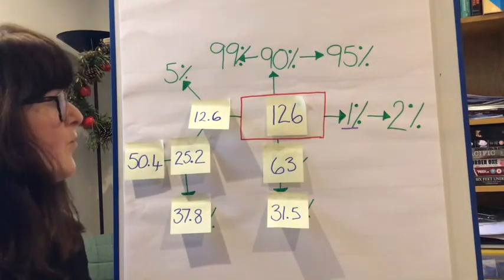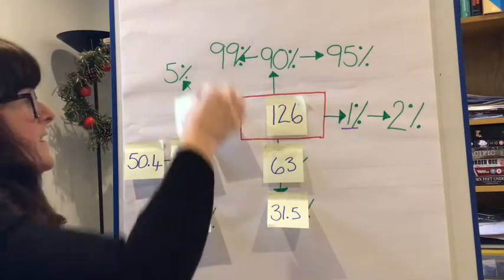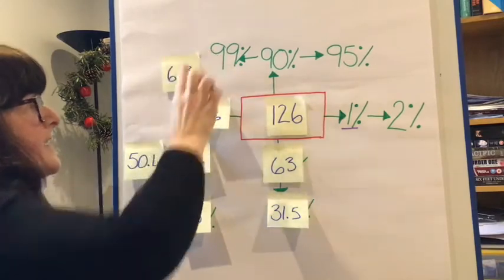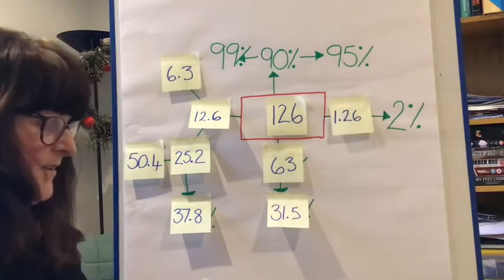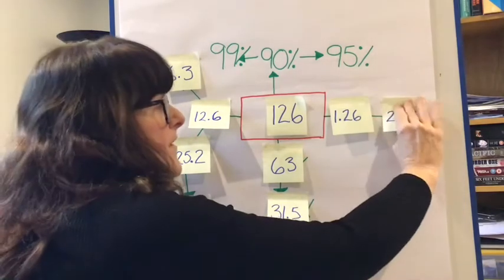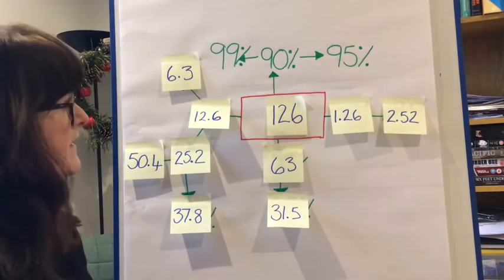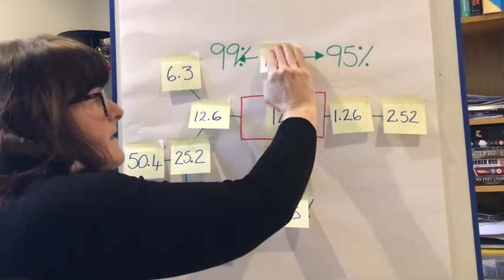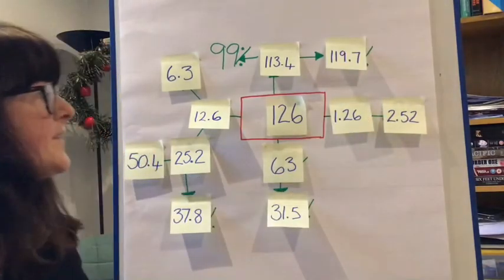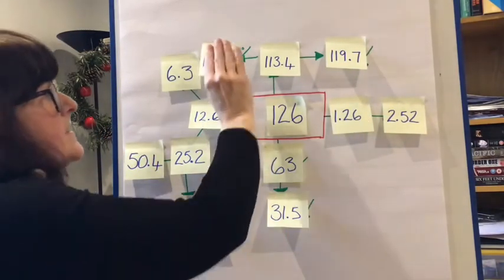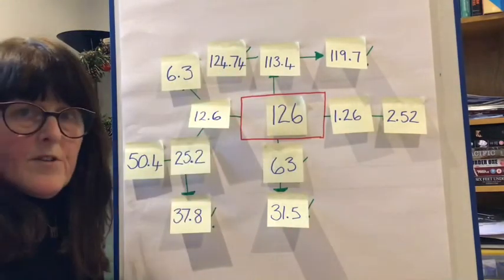And then I've gone over to 1%. Oh, I've missed out 5%. Half 10% to get 5%. Over to 1%, 1.26, 2%, 2.52. 90% would be 10% times 9, 113.4, 95% is over here, 119.7, and 99%, 124.74.